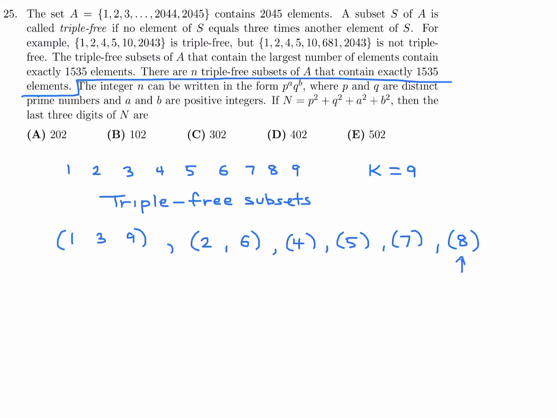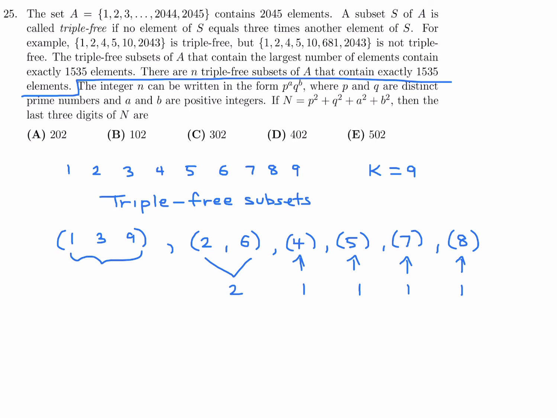From here, I can only choose one number. Here, I can only choose one number. Here, I can only choose one number. But from here, I've got two choices, either the 2 or the 6. From here, it's not tricky, but you just have to do a little bit of thinking.